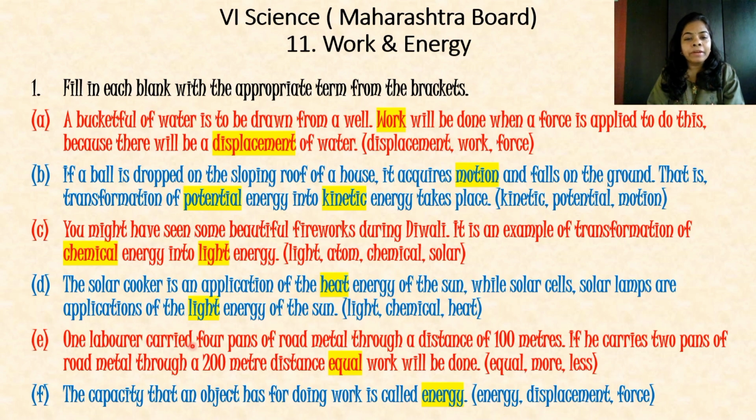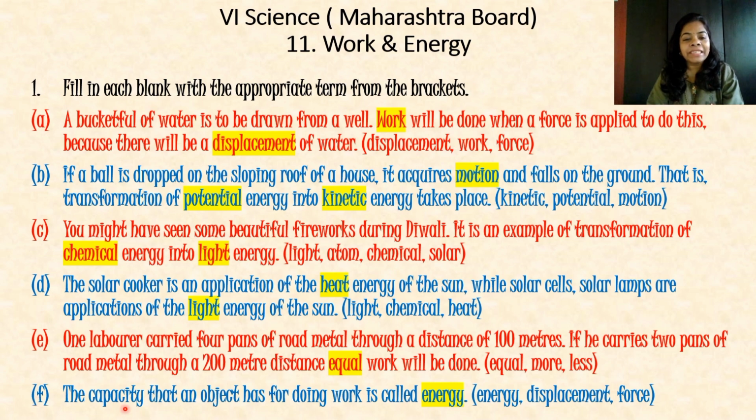E. One laborer carried 4 pans of road metal through a distance of 100 meters. If he carries 2 pans of road metal through a 200-meter distance, dash work will be done. So the answer is equal, children, because he is carrying 4 pans through a distance of 100 meters. And when he is carrying 2 pans, means half of this, the distance is getting doubled. Means it is almost the same. Here if it is getting half, in the other place it is getting doubled. So equal work will be done.